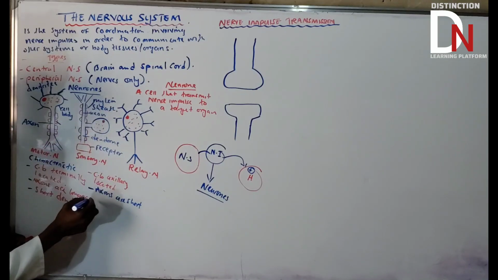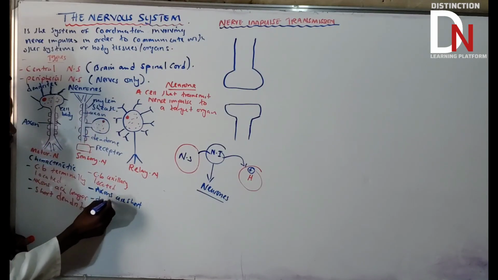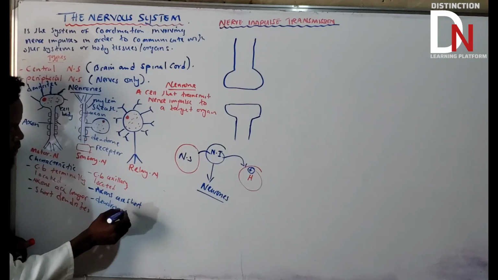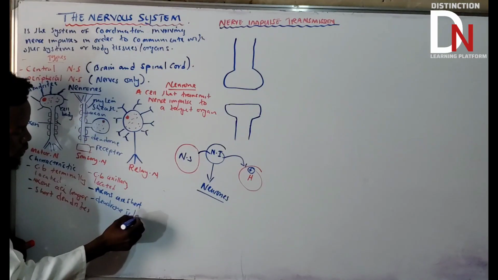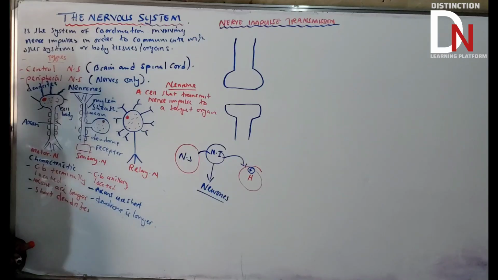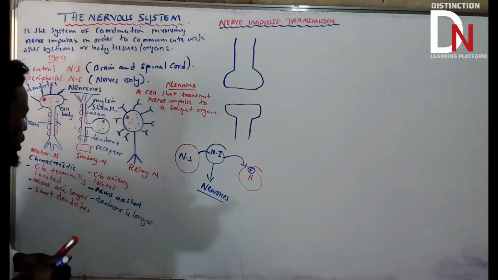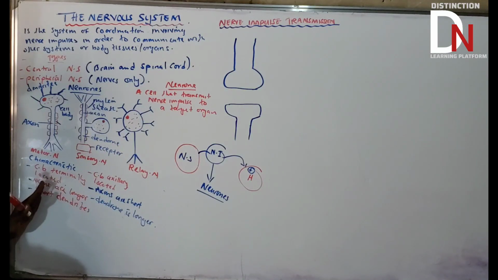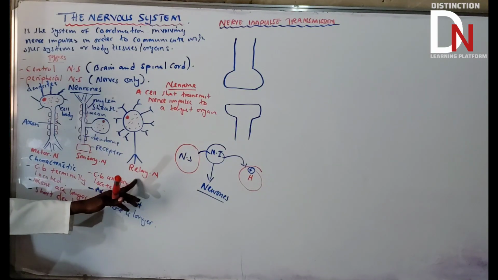To this type of neuron. What about dendrons or dendrites? Dendrons are longer. So, three important features for you to use so that you can differentiate between a sensory neuron and a motor neuron.